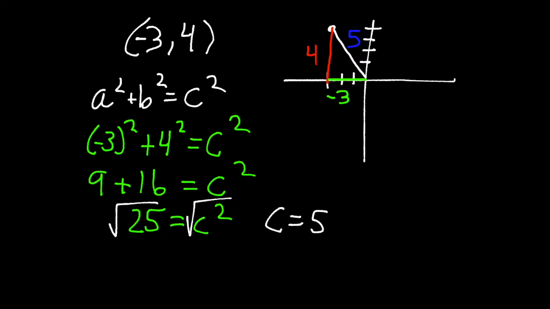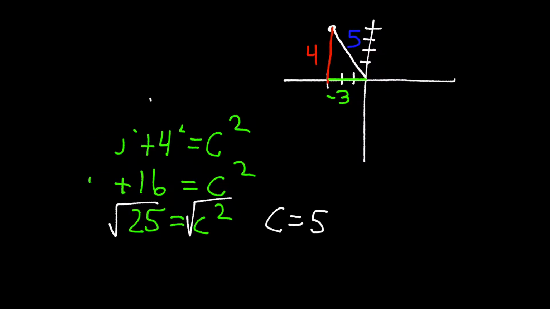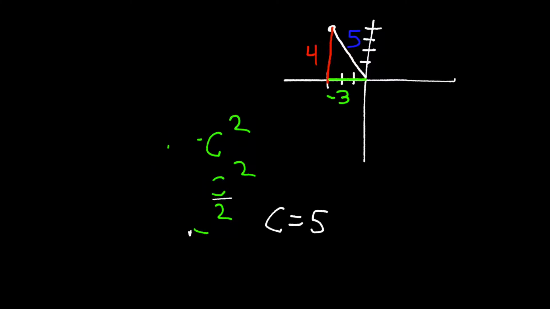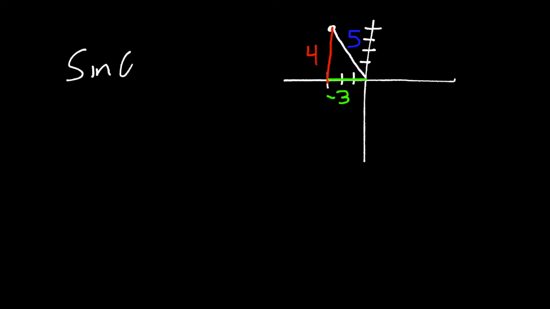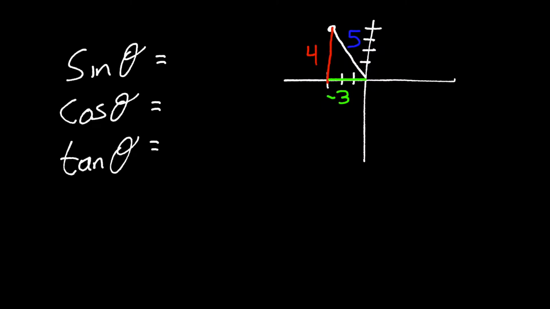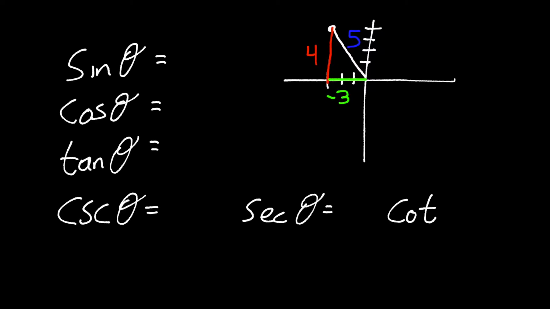Now that we have all 3 sides of our triangle, we can find our sine, our cosine, and our tangent, and then we need to find their reciprocals. So, let's make my list. Sine of theta, cosine of theta, tangent of theta, and then I'm going to write it down here, cosecant of theta, secant of theta, and cotangent of theta.